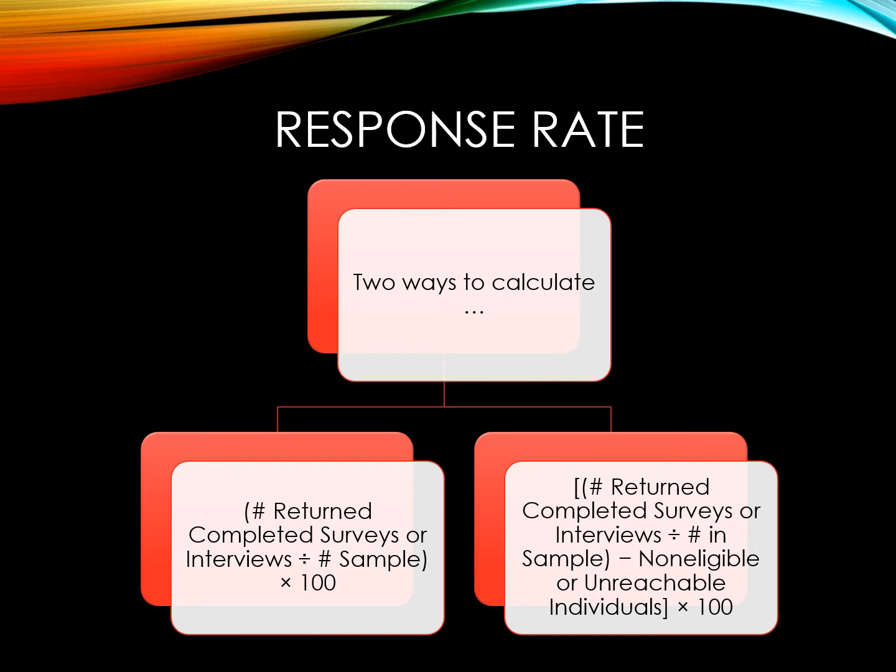So with this, let's just say your sample is 1,000 people. We've got 400 completed surveys, right? So we have 400 completed surveys divided by 1,000. So what would that be? That'd be around 0.4. Then we multiply it by 100, which would equal 40. So our return response rate is 40%.